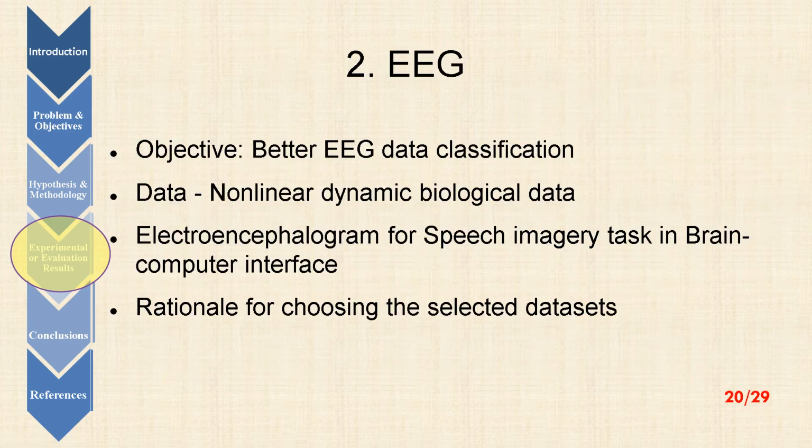The second data is EEG data. In contrast to the previous data, where our objective was to test an unsupervised method for noise reduction and interference reduction, in our second database we are planning to test data classification accuracy of our method compared with the previous state-of-the-art methods. Therefore, we measured nonlinear dynamic biological data in a brain-computer interface task in our lab. The data are speech imagery, which is recorded while the subject imagines different vowels, different sounds, in his or her head.